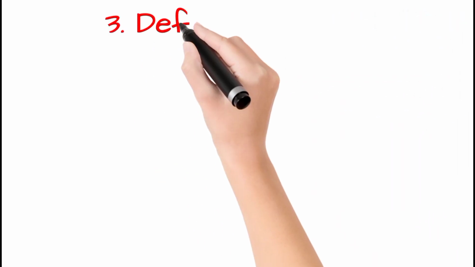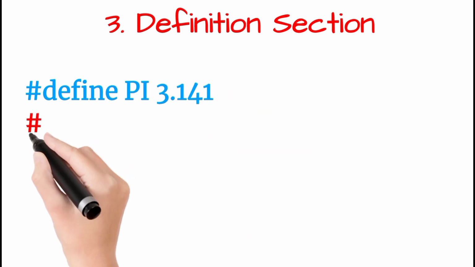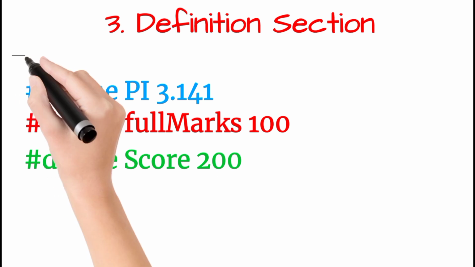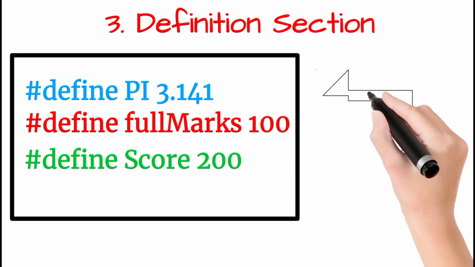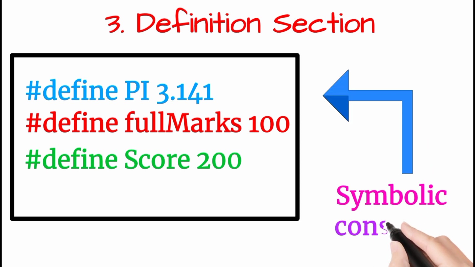C program or code. Moving on, we have definition section, in which you can just define the symbolic constants like #define PI 3.141, #define FULLMARKS 100, #define ASCORE 200, etc. You can directly get access to these values of variables like PI, FULLMARKS, ASCORE anywhere within your program.